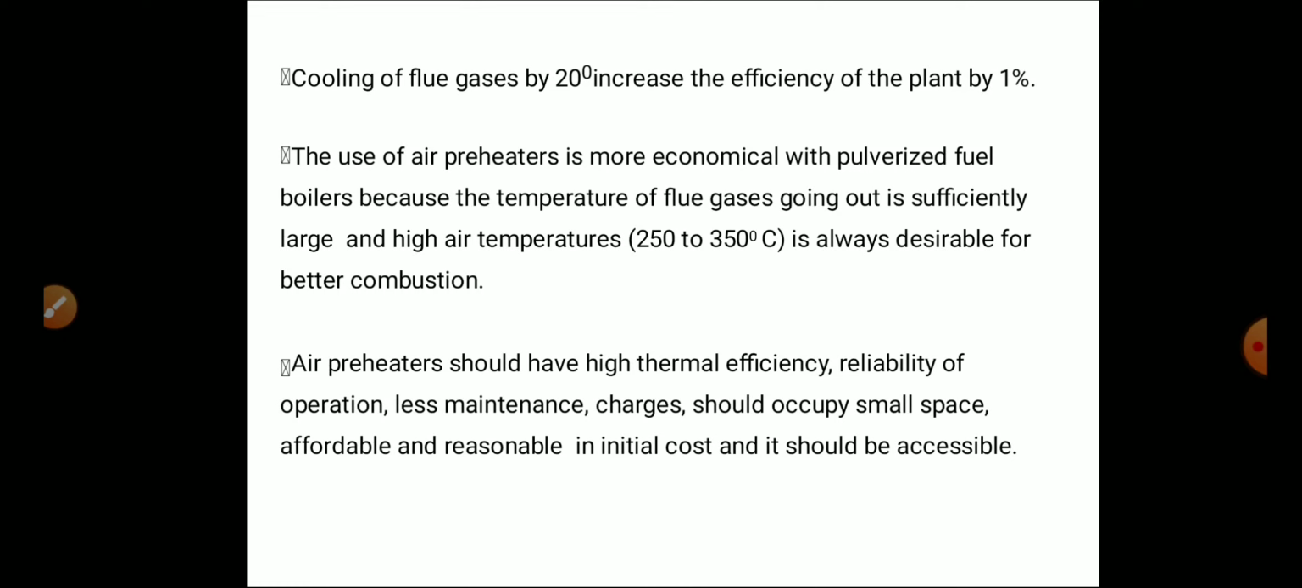The use of air preheaters is more economical with pulverized fuel boilers because the temperature of the flue gases going out is sufficiently large, and a high air temperature, between 250 degrees centigrade and 350 degrees centigrade, is always desirable for better combustion. Air preheaters should have high thermal efficiency, reliability of operation, less maintenance charges, should occupy small spaces, be affordable and reasonable in initial capital cost, and should be easily accessible.